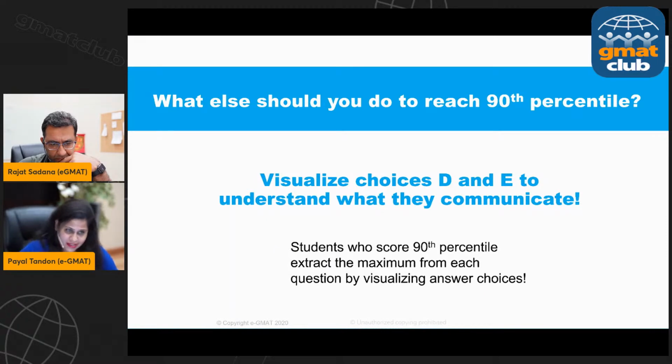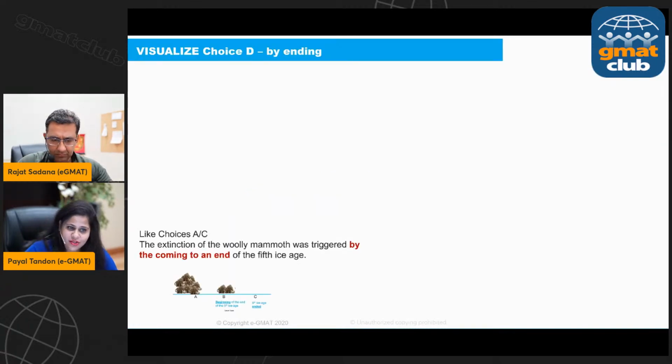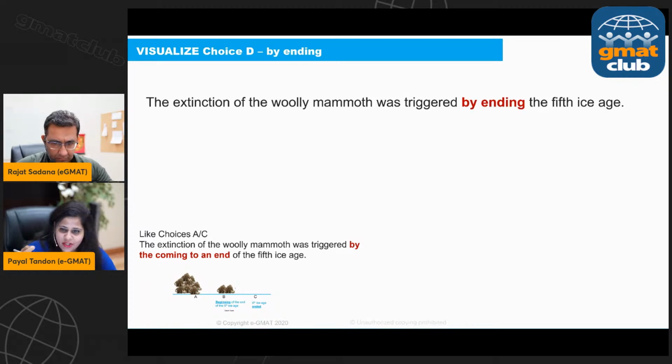So again, when you're building the skill set, it's not only important to understand the original sentence, to understand what it exactly communicates so that you can get to the correct answer. But once you make the correct selection, you need to review all the answer choices, and to hone your skill of visualization, you should visualize what the other answer choices are talking about. So if you look at choice D, the extinction of the woolly mammoth was triggered by ending the fifth ice age. Visualize in your head, what does that mean?